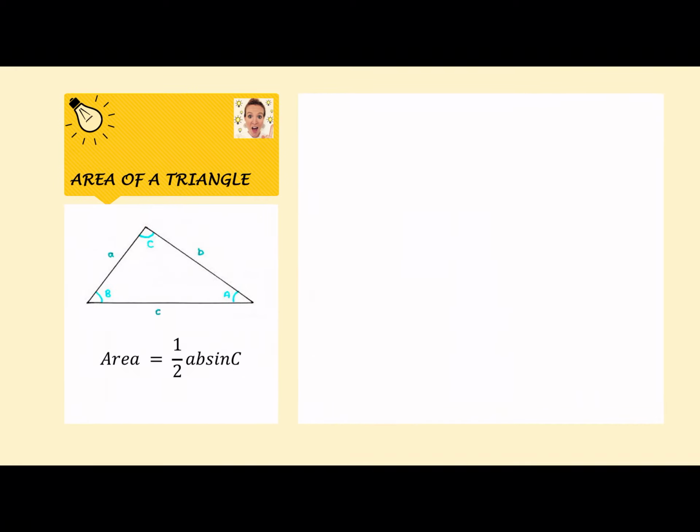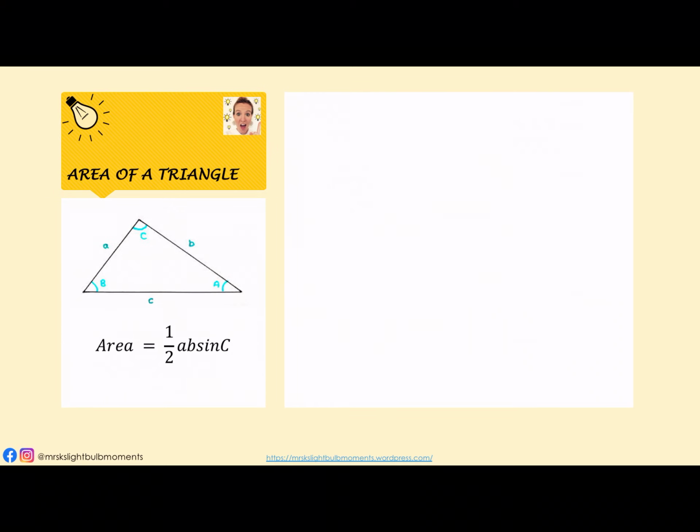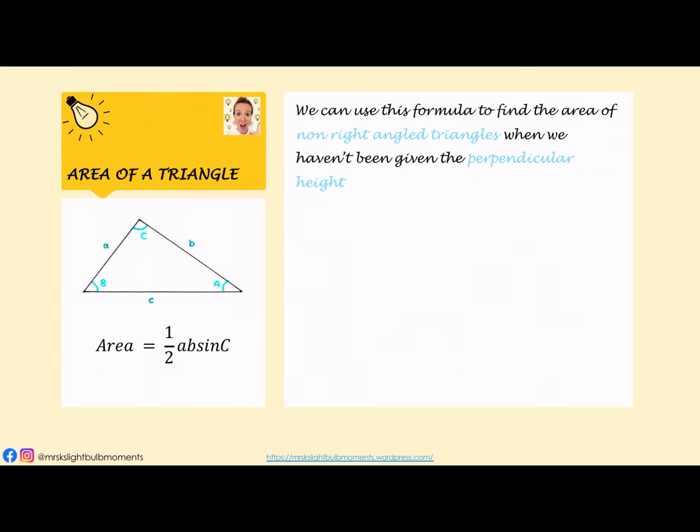Now our rule is area equals half ab sine C. There's a proof for that showing you how to get it from half base times height. I'm not going to go over that now. I'm just going to go over 2 examples of how we use it. Now, as I've just kind of said, we use this when we want to find the area of non-right angled triangles, for example, or when we haven't been given the perpendicular height. So sometimes, even with non-right angled triangles, you can find the area if you know the height and the base. But this is when we haven't been given that perpendicular height.